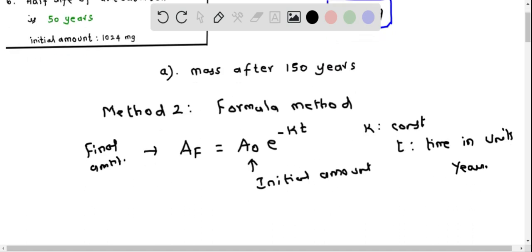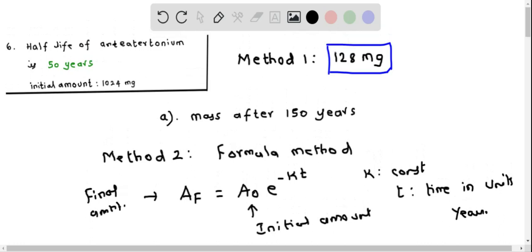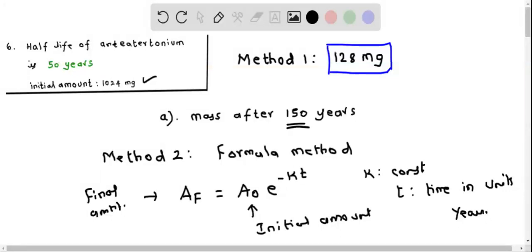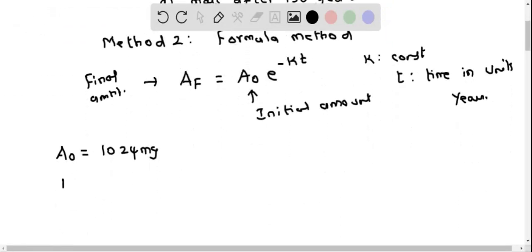So let's use this formula method. We are told that the initial amount, I'm sorry, the initial amount is 1024 milligrams. So we know that it represents A naught. A naught equals 1024 milligrams. And we have to determine the mass after 150 years, so we know that t equals 150 years. And we have to determine A_f, that is the amount present after 150 years. But before that, we have to determine the constant k.